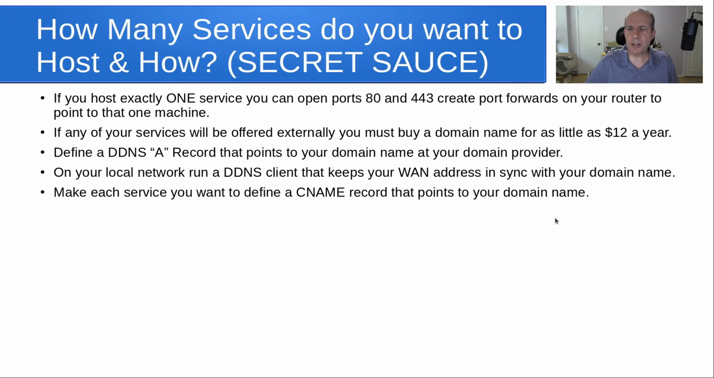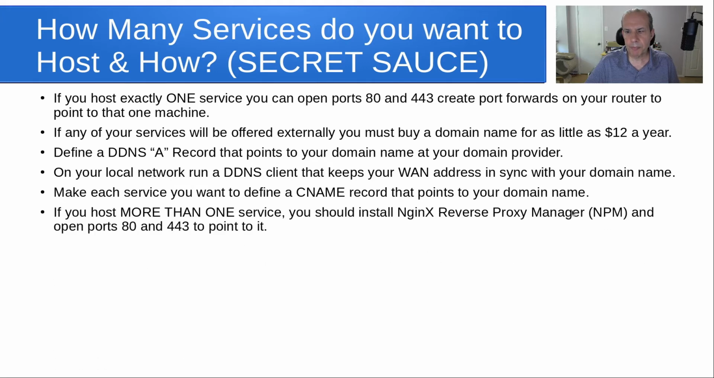And you want to make each service that you want to define a CNAME record that points to your domain name. A CNAME is an alias record. And so it'll look like they're all pointing to the same address. And that's true because they're all going to point to your WAN address on your system. But we'll get a little further here and you'll see why that works. If you host more than one service, and that's really the case we're talking about here, you should install a reverse proxy manager such as Nginx Reverse Proxy Manager and open ports 80 and 443 to point to it.